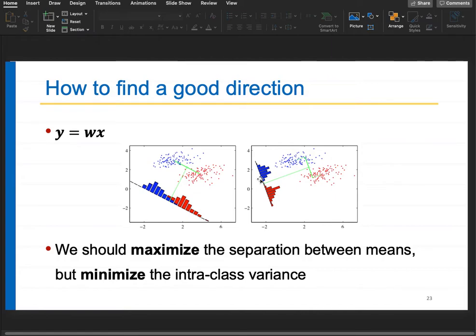These are the histograms. If you project your data on one dimension, so this is the dimension, then this is the distribution of the two classes in that one-dimensional space. So these bar plots are the histograms of data after projection, right?